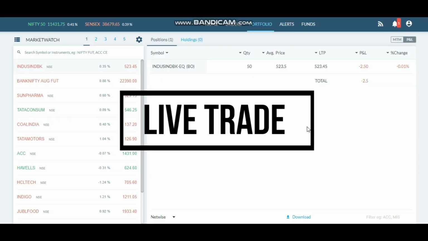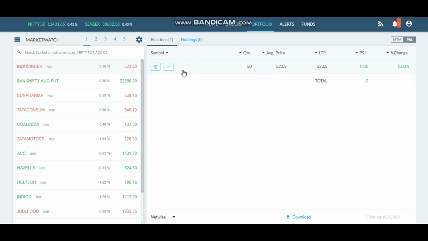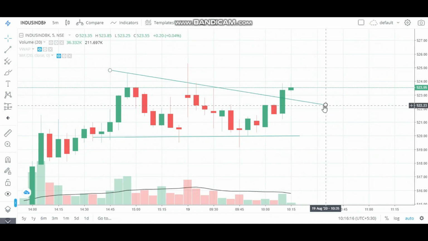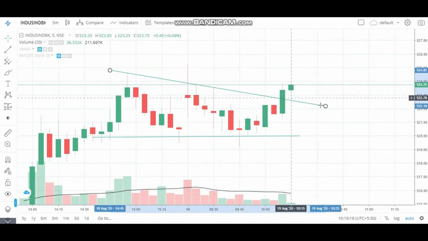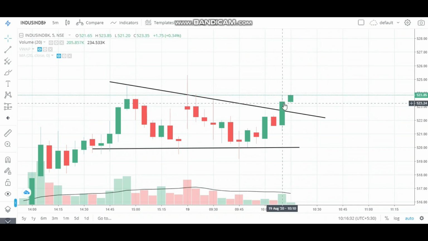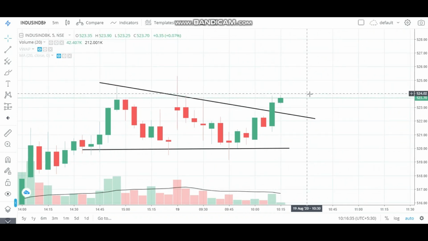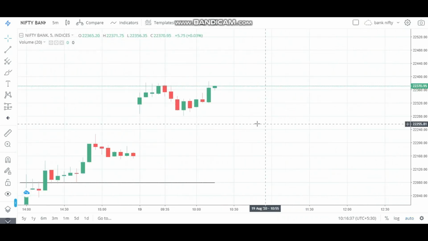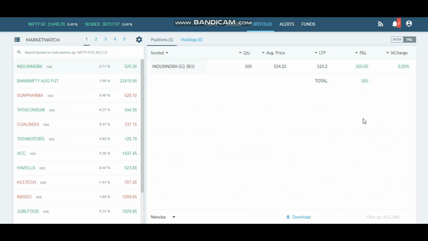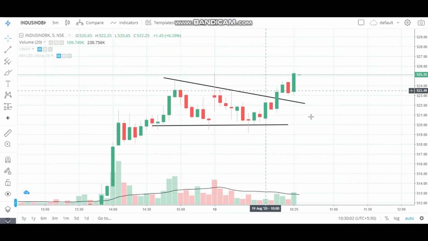Just entered into a trade of 50 quantity at 523 in IndusInd Bank, and it has given a breakout above this position. It's a triangle pattern, so the closing is above the pattern, so that's a positive sign, and the price is moving upward now. The other thing is Bank Nifty is also moving in the same direction, upward. I have just added another 50 quantity to the previous 50, so let's see how it goes.